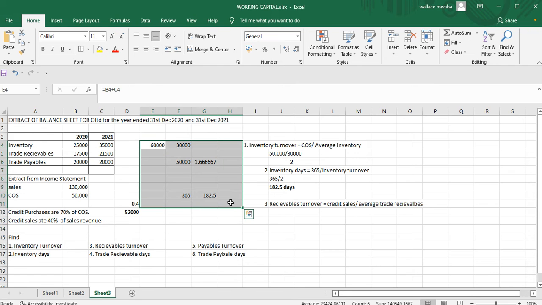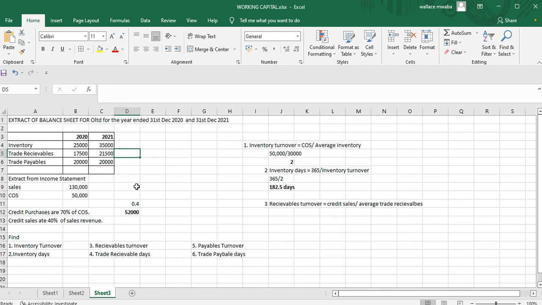Okay, then we get our average trade receivables. We'll say 17,500 plus 21,500, we get 39,000. All right, then we divide it by 2. 39,000 divided by 2, 19,500. Okay, that's our average trade receivables.